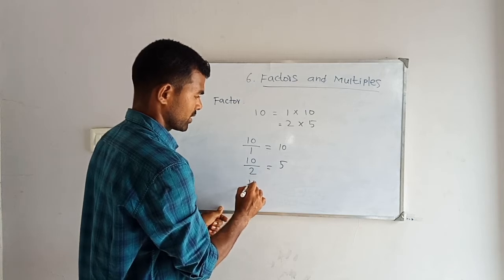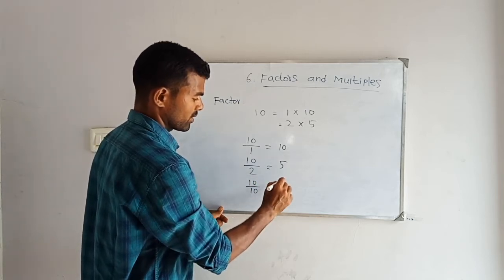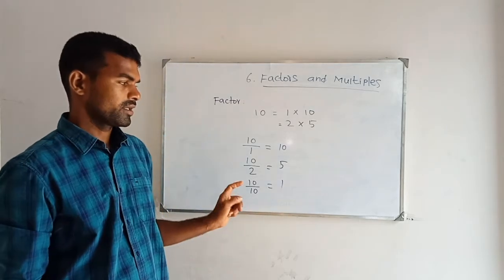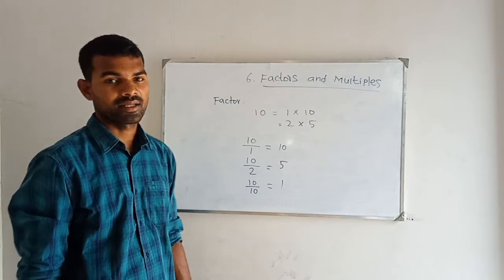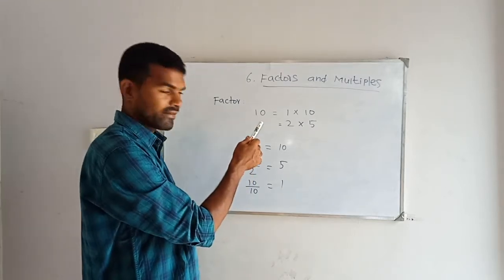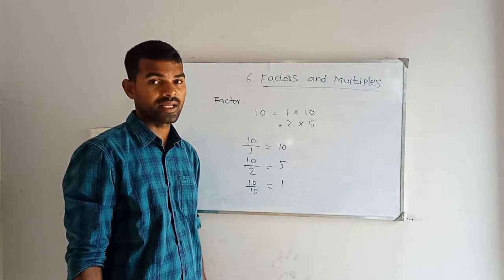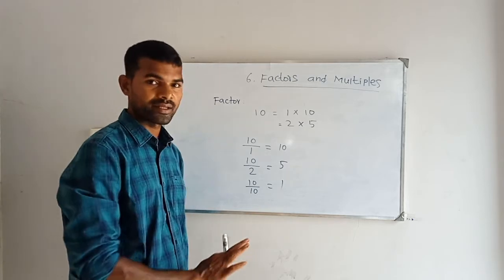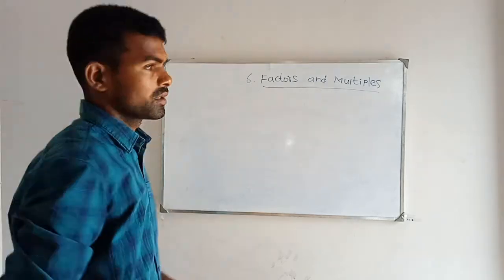Then 10 divided by 10, the answer is 1. See now, the factors will divide the given number exactly. There will not be any remainder. It will divide exactly. This is known as a factor.